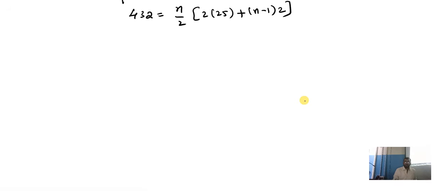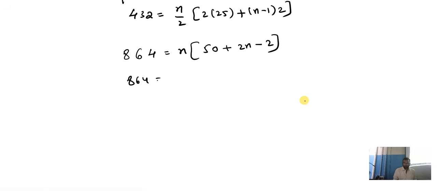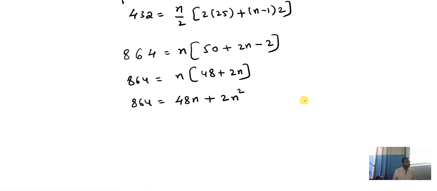Now cross multiply, 432 into 2. 2 2s are 4, 2 3s are 6, 2 4s are 8, so 864 is equals to n into 2 into 25, which is 50, plus n minus 1 into 2, which is 2n minus 2. So 864 is equals to n into 50 minus 2, which is 48, plus 2n. Now 864 is equals to 48n plus 2n square. Now we got highest power 2. Since we got the power 2, it's a quadratic polynomial. So you can write 2n square plus 48n.